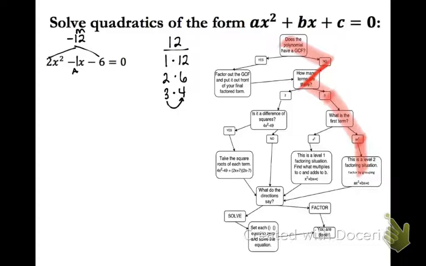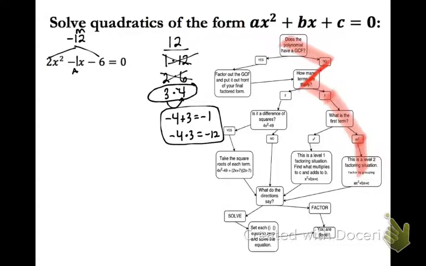Okay, so we need to see which of these could add to a -1. We can put negatives wherever we want, and we need to see which add to a -1. So I could check out, let's see, -1 and 12. No, that would add to 11. No way that those are going to add to a -1. 2 and 6, they can't add to a -1. But 3 and 4, those are 1 away. If I make the 4 negative, those will add to a -1. -4 plus 3. And they will multiply to -12 like I want as well. So make sure you're always double checking that your factors give you what you want.